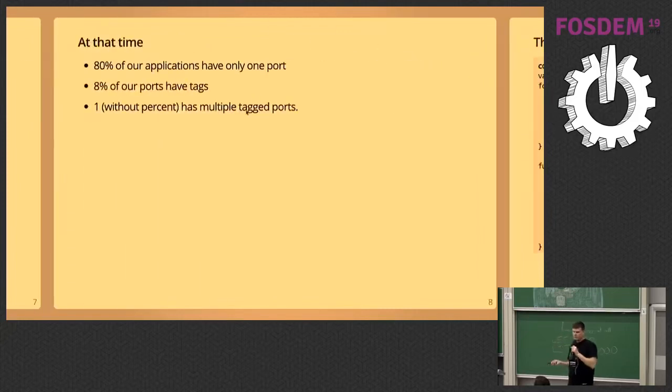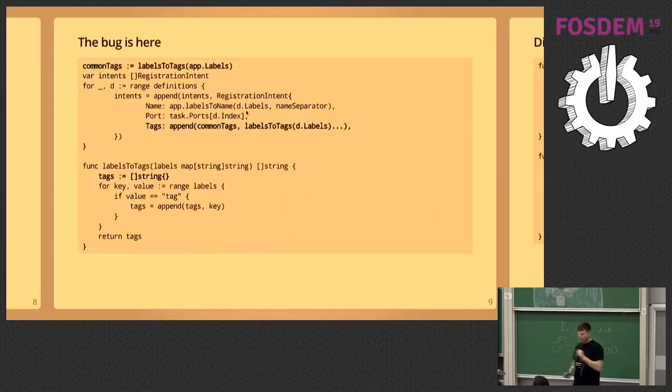So at the time, 80% of our applications had only one port, 8% had tags, and only the one that fails had multiple tagged ports. So let's take a look at the code, and here's a bug, something here. So what happened? We just added one tag, and we ended up with 2 same slices.